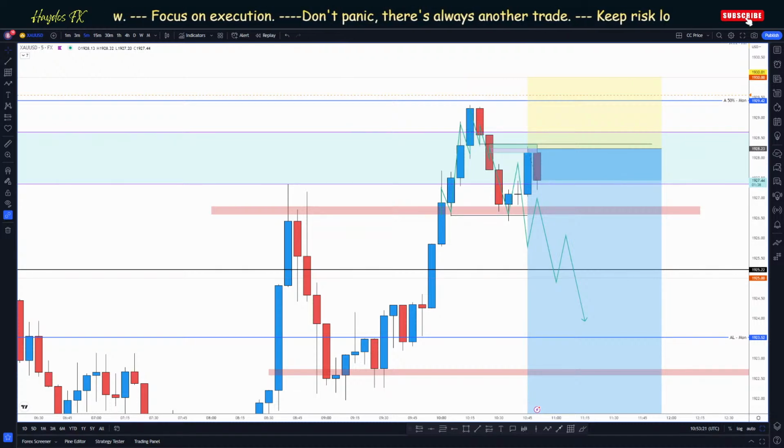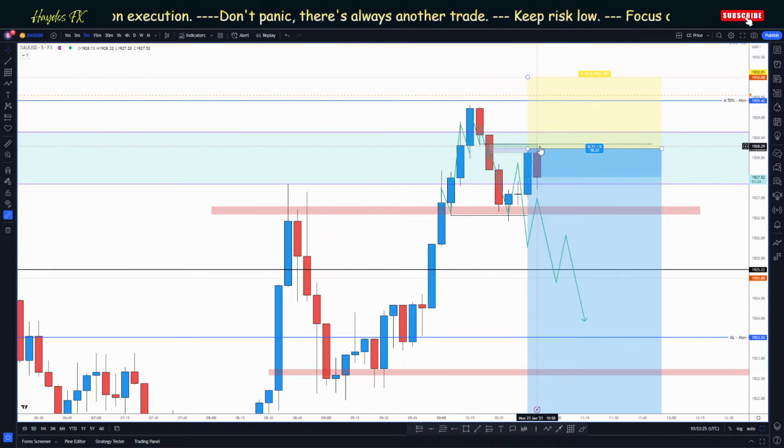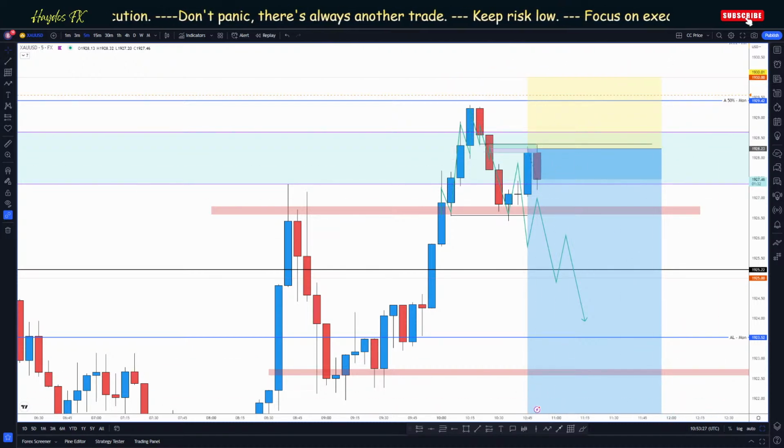Do I think London High already made its high? Well, it's in the time zone for it, and we're getting close to that Asian 50%. So it's a good level for it to do it. And is it going to be enough so we can get risk out? I hope so.